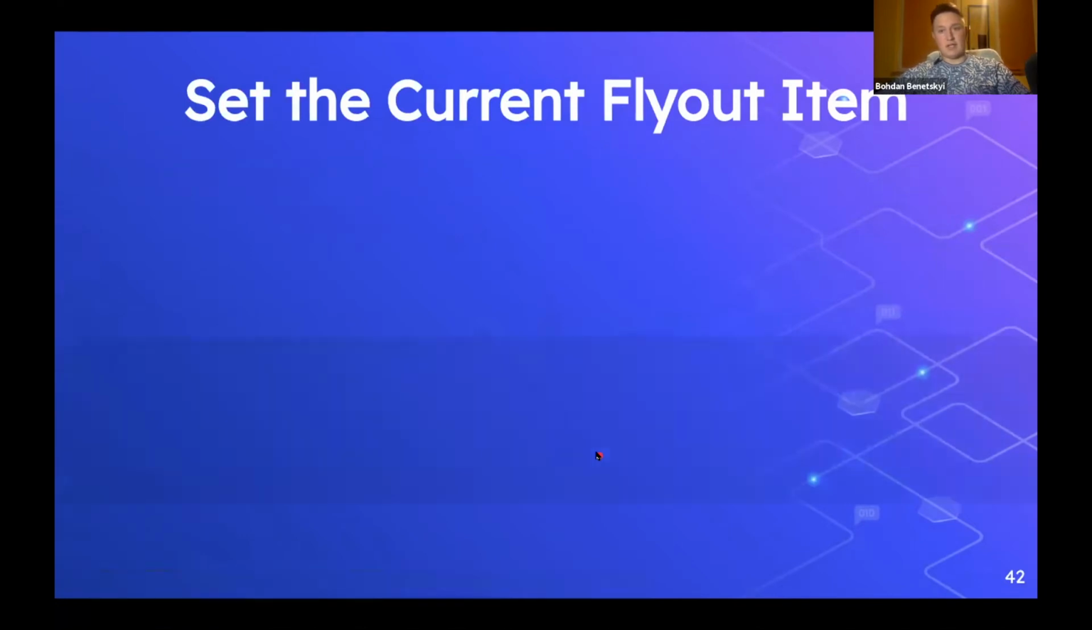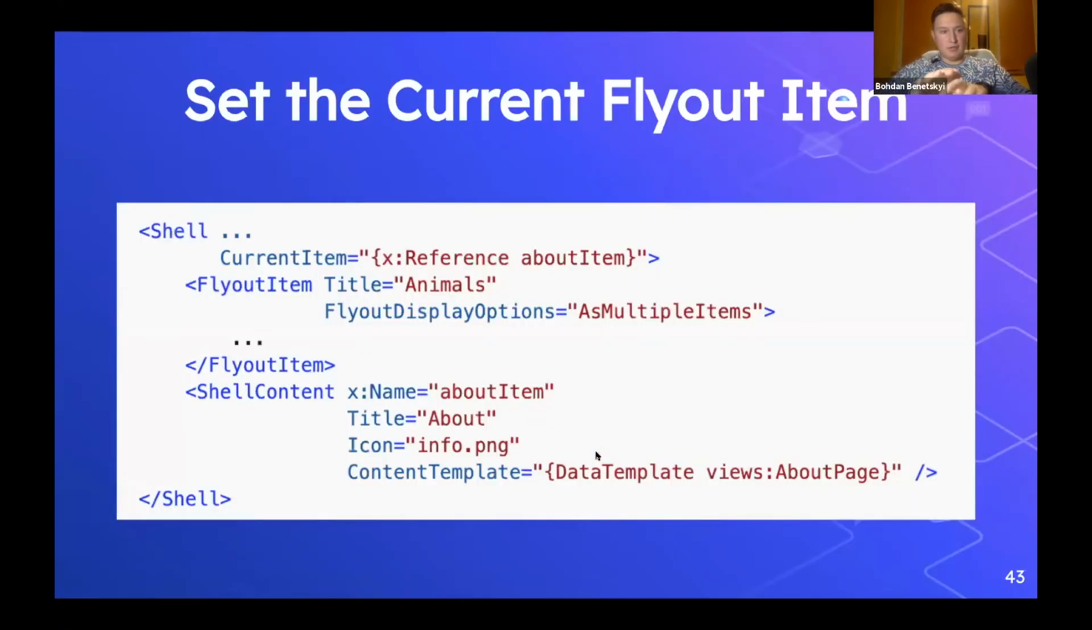Set the current flyout item. For example, here we have a shell with a first flyout item with the title animals, and somewhere later we have some about page. According to design, first it should show the elements that are declared first, so the page with an animal should be shown. But if we specify a current item, that item will be shown first, even if it's declared somewhere at the bottom of your shell.